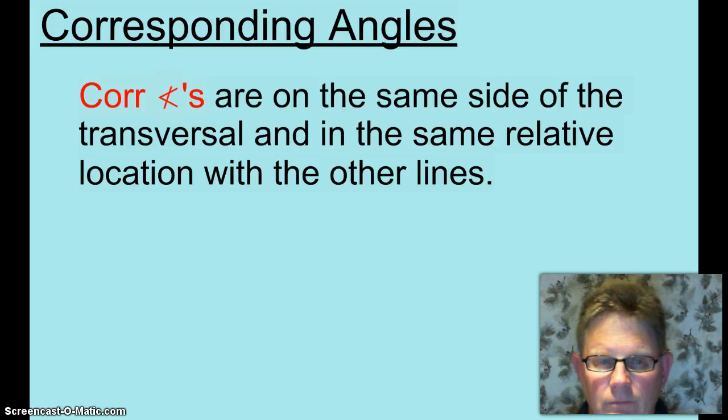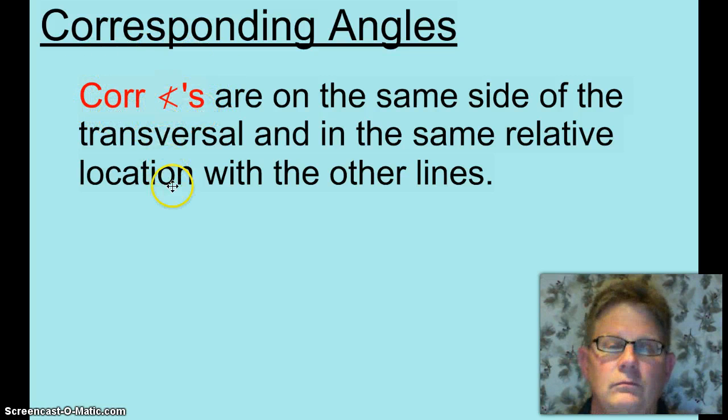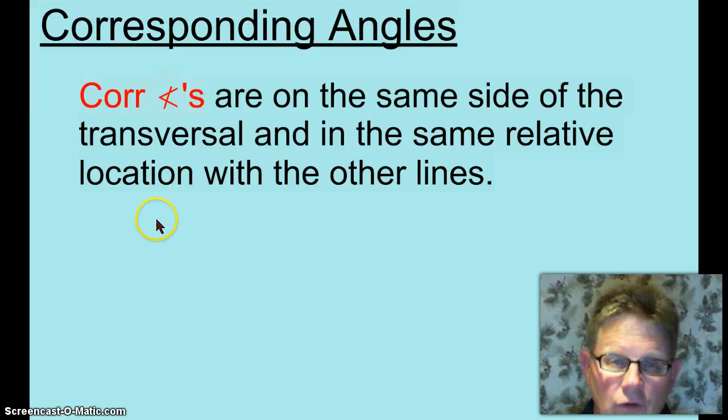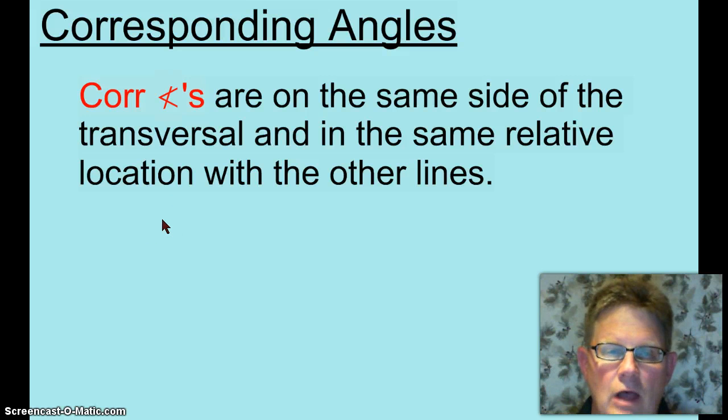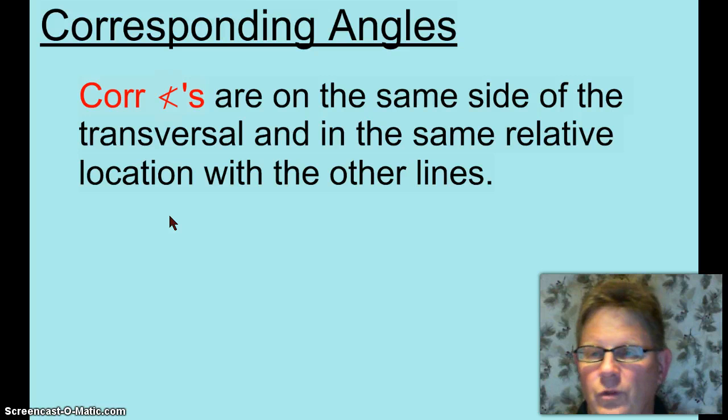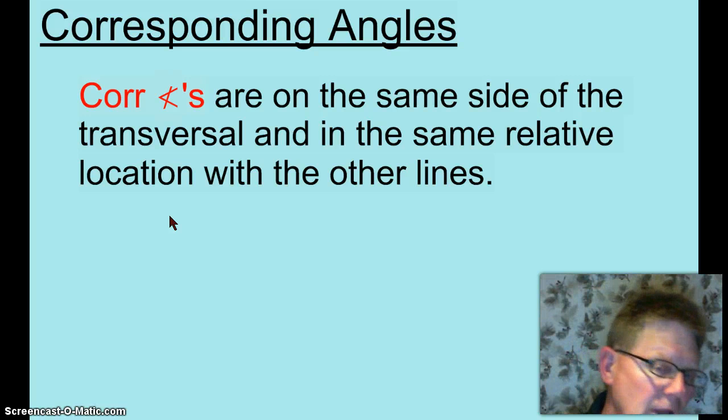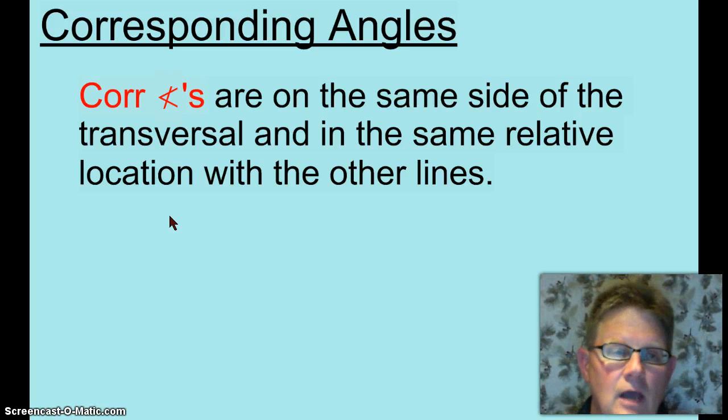Corresponding angles. From now on you can abbreviate them as I have them here, corr. angles. Corresponding angles are on the same side of the transversal and in the same relative location with the other lines. That is to say, they're both above, both below, both to the right, both to the left, depending on how the transversal is drawn and how the lines are.